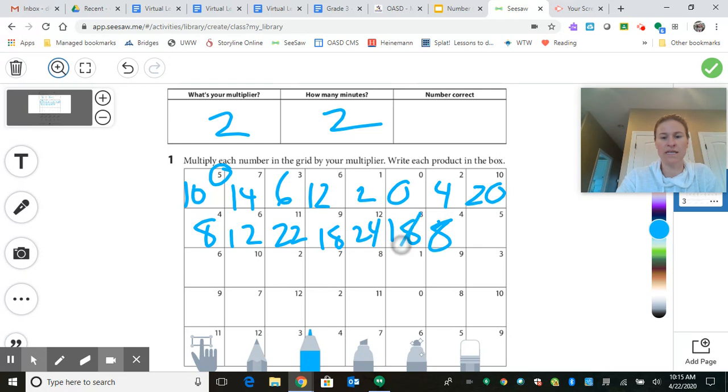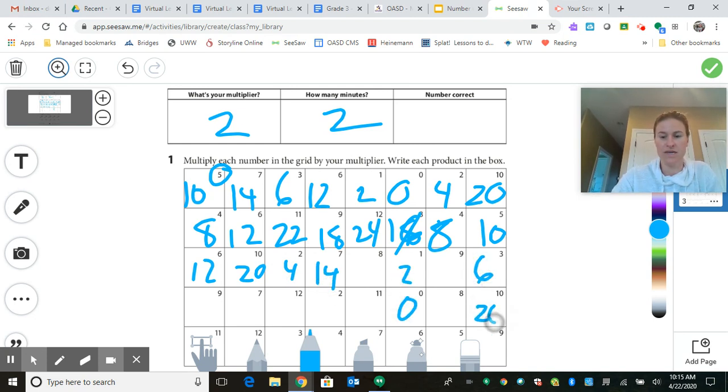Oh, I think I can do it. Oh, 8. Oops, that's wrong. That should be a 16. 10, 12, 24, 14. Oh, I see another 0. 2. Oh, I can skip around if I need to. Solve the ones I know first. You get the idea, right? Okay, then I can check.